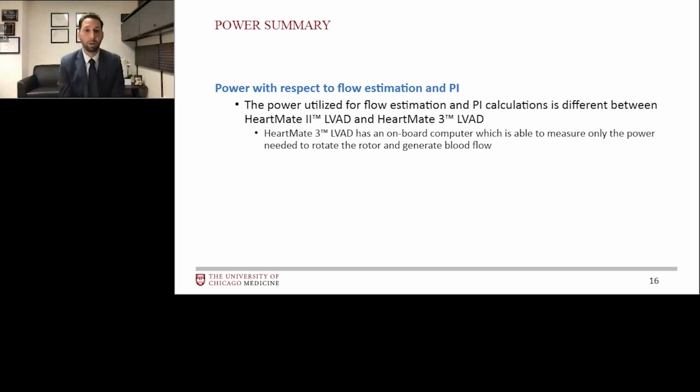So to quickly summarize this important feature that I just described, the power that is used for both flow estimation and pulsatility index differs for the two pumps. For the HeartMate 3, with its onboard computer, the power that it is able to recognize is the rotor power, the power that is directly attributable to flow, whereas the HeartMate 2 uses the total pump power, which has less precise flow estimations at low flow states.